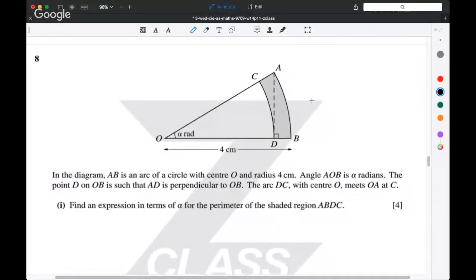We have this slice. In fact, we have sort of nested slices. We have two slices, wedges, the bigger one and the smaller one. And we're also told that this A is directly above this D, with this right angle between them. Now, let's look at this triangle.